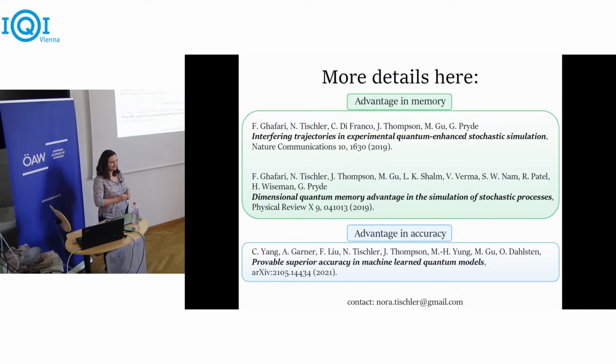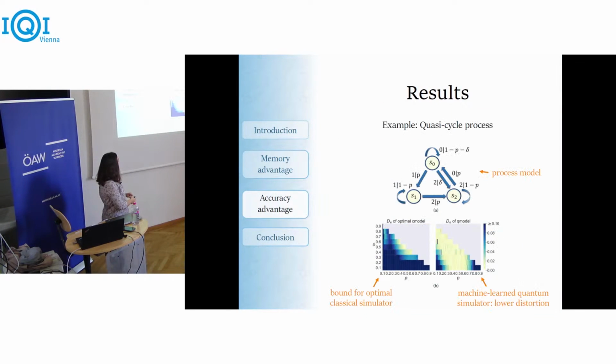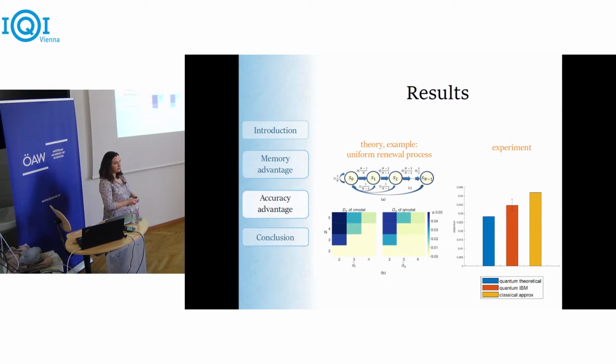Okay, I had a question concerning the advantage in accuracy that you've shown on this IBM quantum simulator. I know it's machine learned, so it's probably very hard to say anything rigorous, but do you know anything about the scalability?